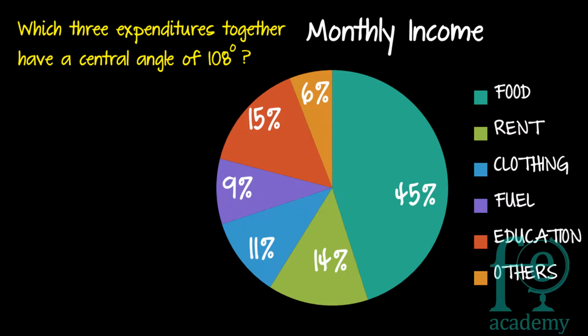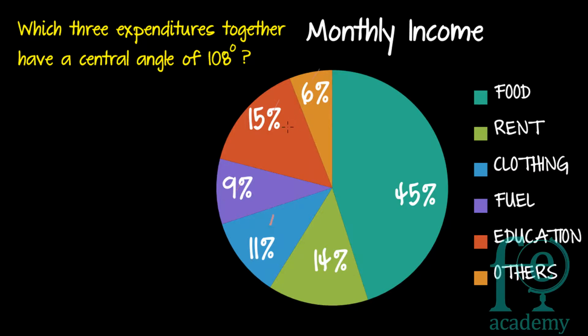Now last question of this particular pie chart. Which three expenditures together have a central angle of 108 degree? So what is the given question? Which three expenditures together have a central angle of 108 degree? So here you can see that this pie chart consists of 6 parts. One part is 45%, then 14%, 11%, 9%, 15% and 6%. So which of these three parts will be together forming an angle of 108 degree? That is the given question.